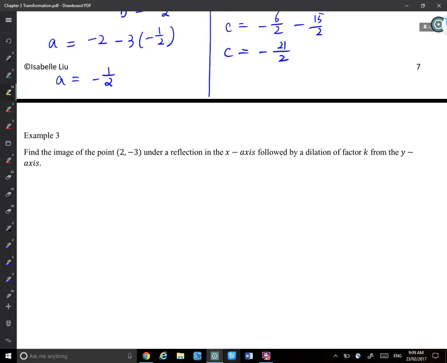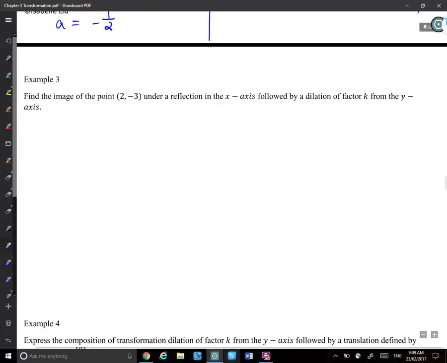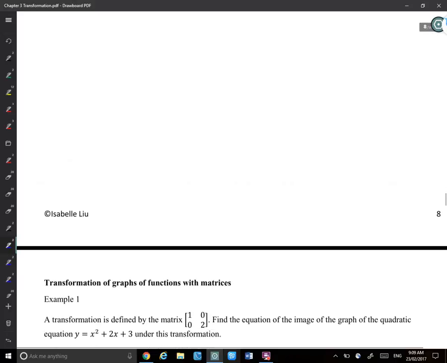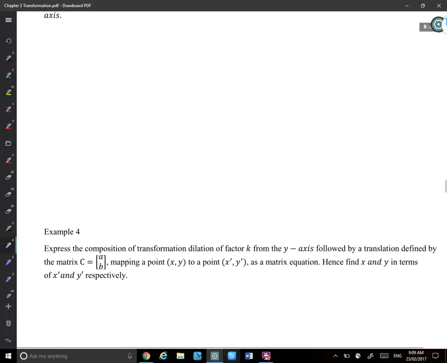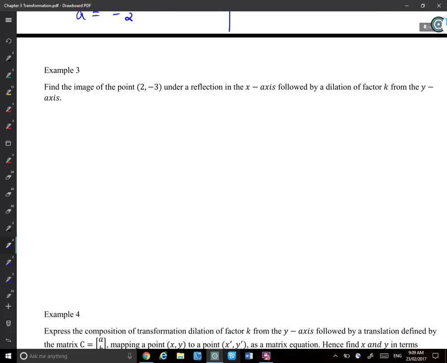Okay, example 3. Let me finish examples 3 and 4, and I think next lesson I will spend 1 more lesson to finish that. Find the image of the point (2, -3) under the reflection in the x-axis followed by a dilation factor k from the y-axis.